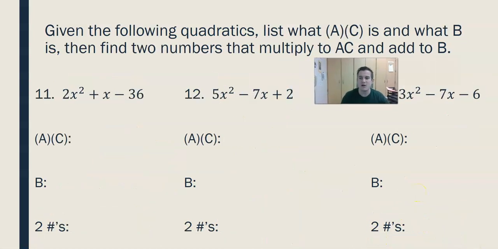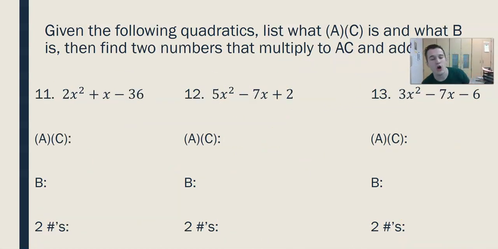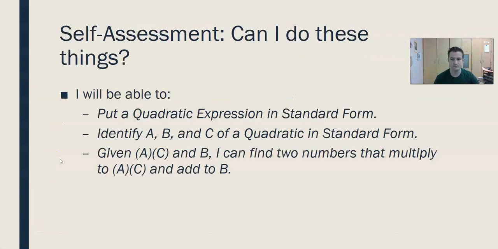This next slide I want you to try on your own. Maybe pause the video and take a look at some of these. Multiply A and C together to get a number, then find B, and then find two numbers that multiply to make this number and add to make this number. So that's what I want you to do after this lesson.